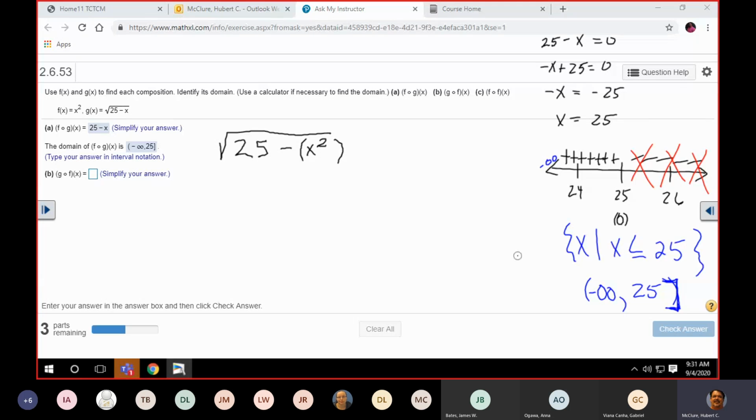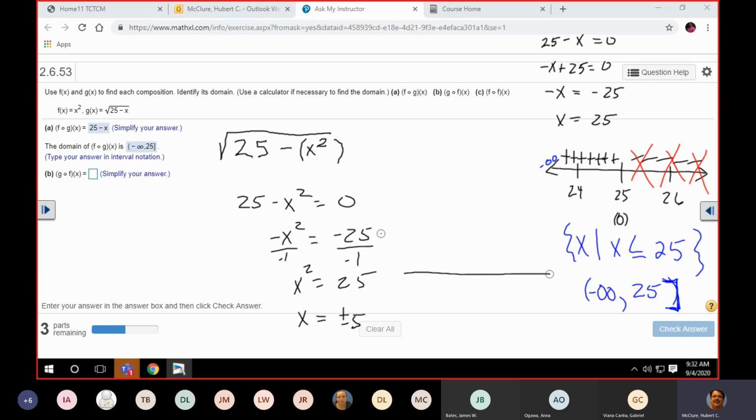Now we've got the composition. Now we write this and set it equal to 0. You're going to get 25 minus x squared is equal to 0. Negative x squared is equal to negative 25. Divide by negative 1, divide by negative 1. X squared is equal to 25, and x is equal to positive or negative 5.